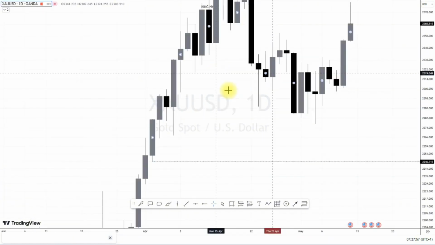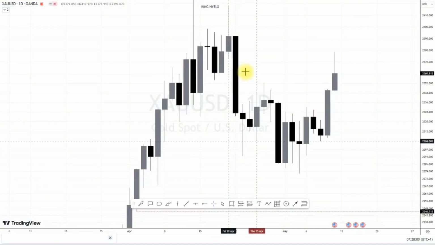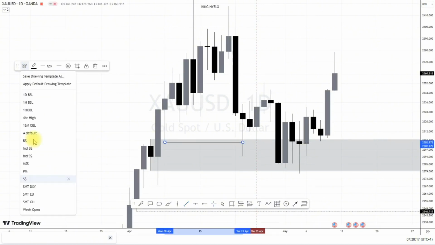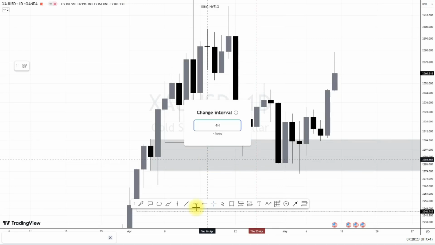So over here, you can see I really want to start my analysis from the daily time frame all the time. Here we have a daily order block, and over here is an old low below which we have sell side liquidity. So that's two confluences on the daily time frame. So we'll move to the 4-hour time frame.